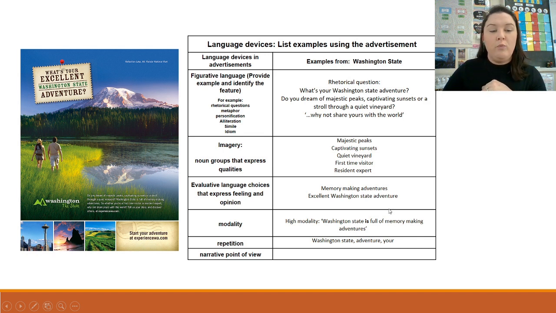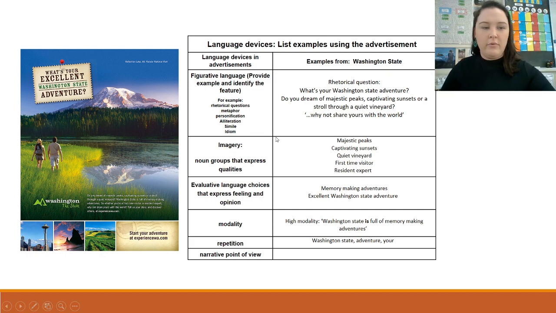Narrative point of view. Well, hopefully, based on what I just said, narrative point of view should be very, very clear. They're asking rhetorical questions directed at the target audience, and they have specifically referenced you as the audience. So that means it's what? Second person point of view.